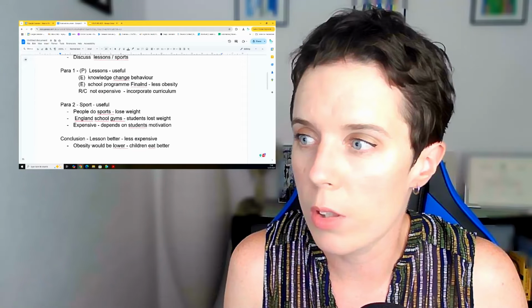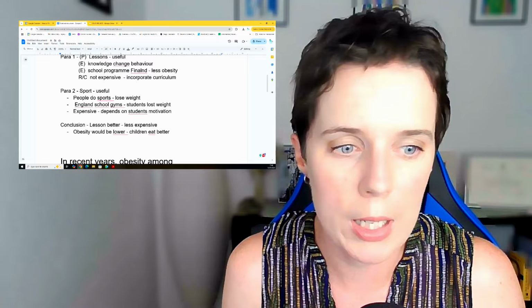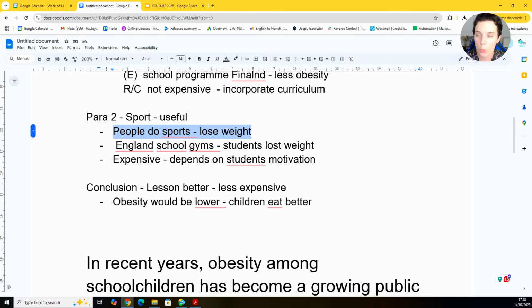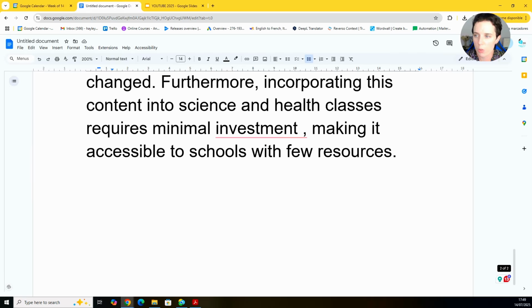Right, let's take another look at our plan. So our next paragraph is about sport. So again, I'm going to say that sport is useful, and why? Because people who do sports lose weight. Okay, so I need to say that, you know, if the kids did sport, then they would lose weight and it would lower obesity. Okay, so that's my point and my explanation.